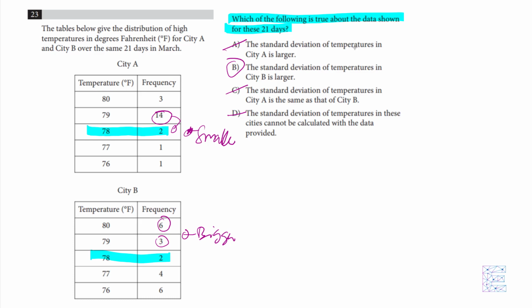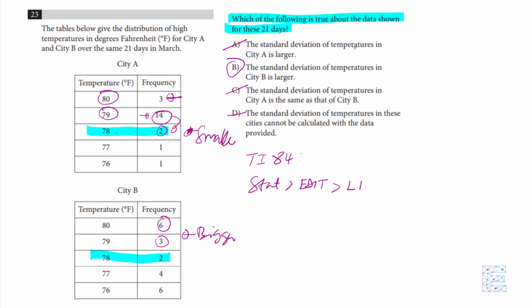But how would you use your calculator to find the standard deviation? Well, if you own a TI-83, 84, or 84 Plus CE, any of those TI calculators, you can use the stat feature. So you go to stat, and then in L1 you would choose edit, and then you would enter all your data in L1. Be careful because for 80 degrees, for example, for City A, you have to enter 80 three times because the frequency is 3. 79, you'd have to enter that 14 times. 78, you would have to enter that twice.